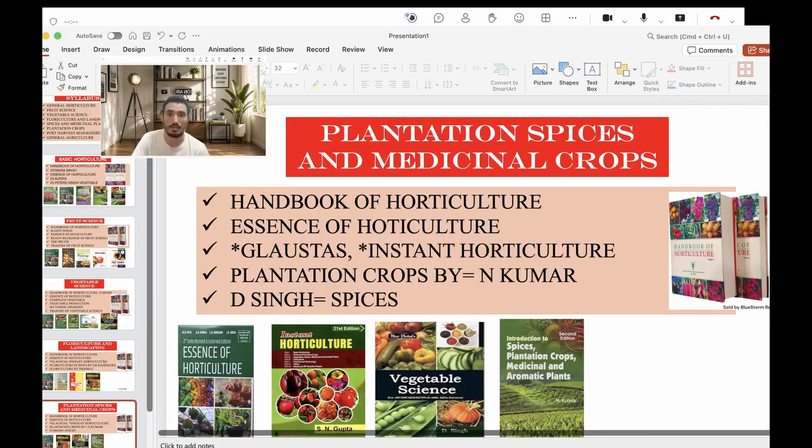Then come to Plantation Crops by N. Kumar. Either you can study plantation crops in Handbook of Horticulture plus Essence of Horticulture, or you can combine N. Kumar with Essence of Horticulture. But Spices from Desing is very important. The tables, the history, the institutes are very well covered in Desing. So do study this book. This book is very important.